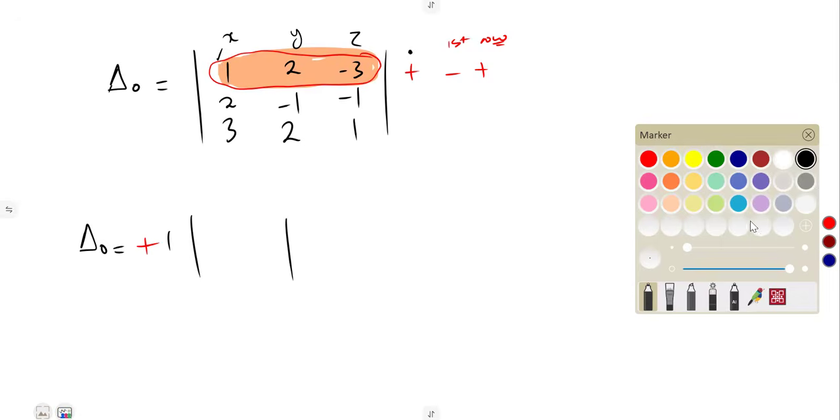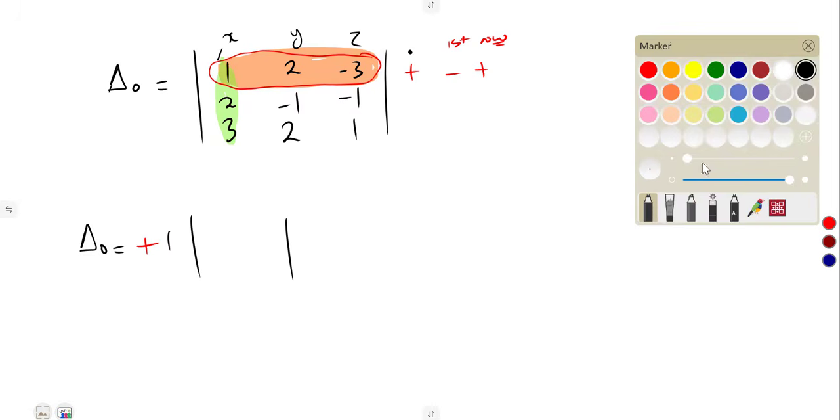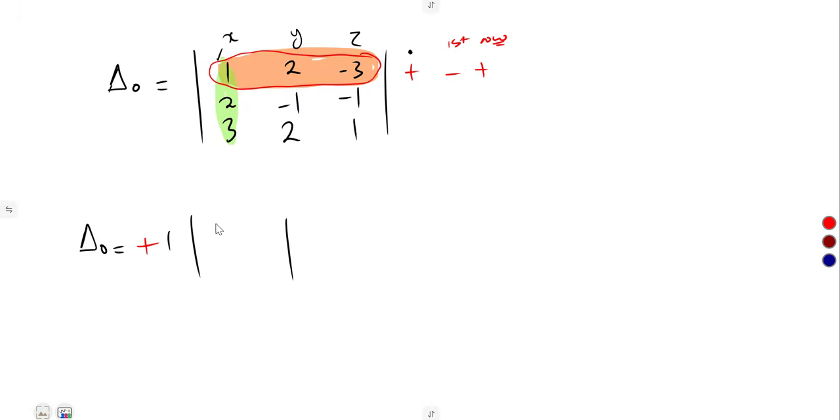Then we determine the determinant when we close the row and column where that 1 is. If we close this column, that gives us a 2 by 2 that remains here: negative 1, negative 1, 2, 1. Then we move on to element 2, which is affected by the sign, a negative here. So that's negative 2.